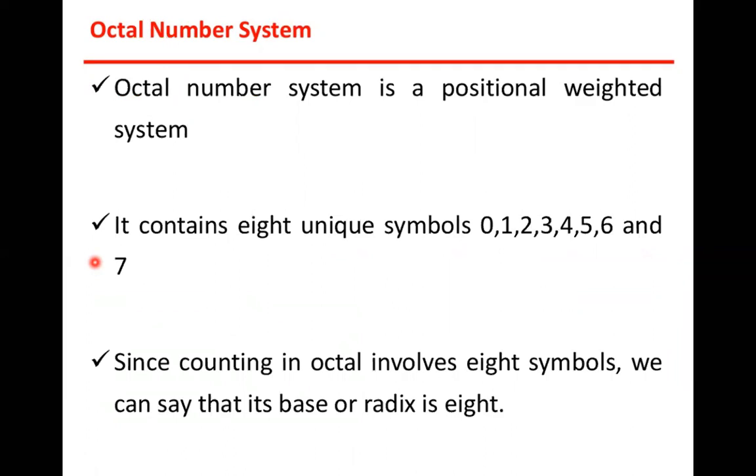The octal number system is a positional weighted system. It contains 8 unique symbols: 0, 1, 2, 3, 4, 5, 6 and 7. If you count all together, the total number will be 8. That's the reason this is called an octal number system, which has a base of 8 or radix 8. Since counting in octal involves 8 symbols, we can say that its base or radix is 8.